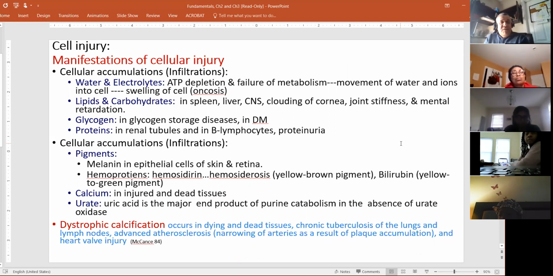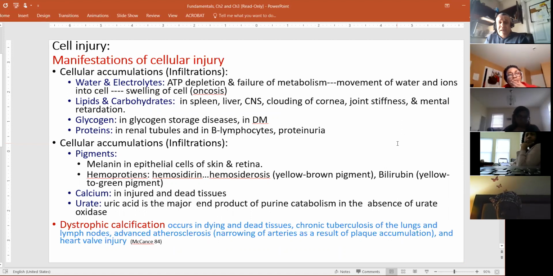Examples also of infiltrations to the cell, like water and electrolytes. An example of this would be the failure of the sodium potassium pump, which would result in a depletion of ATP, the source of energy at the cell level, adenosine triphosphate. Then it will result in failure of metabolism and failure of the sodium potassium pump at the cell level.